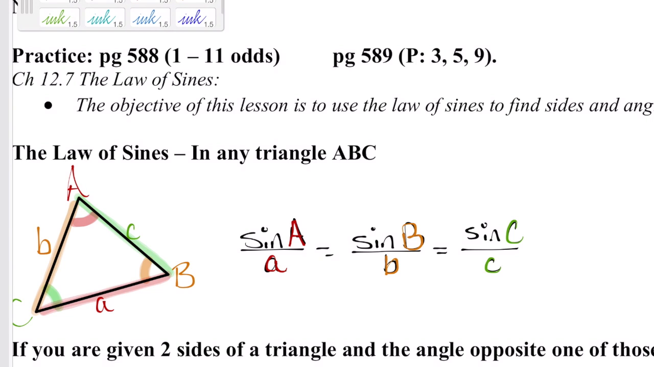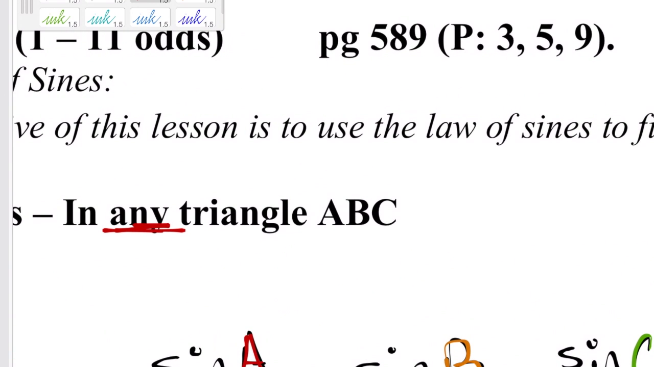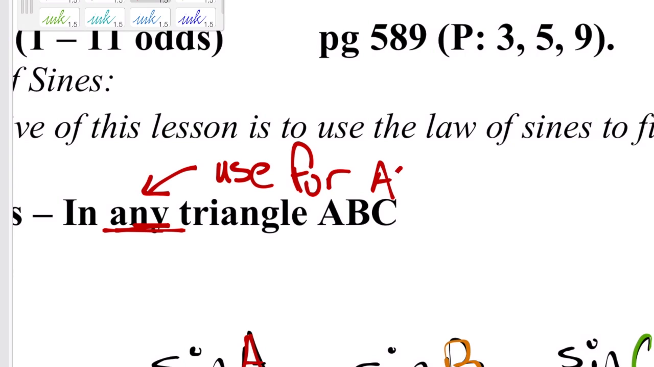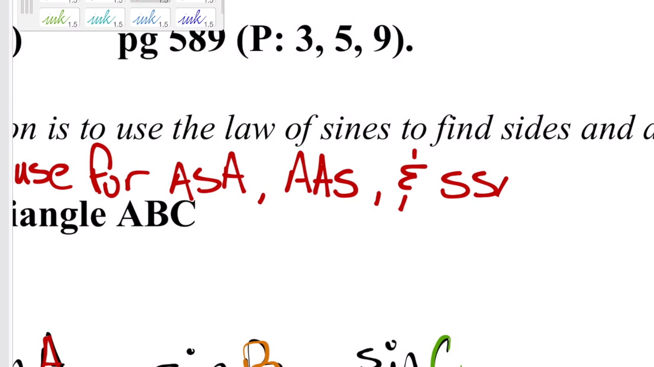And this works for any kind of triangle, meaning it doesn't have to be a right triangle. It can be an obtuse or an acute or something like that. And this we will typically use when we have two angles and a side, or two sides and an angle. So we'll use these for angle, side, angle, angle, angle, side, and side, side, angle.